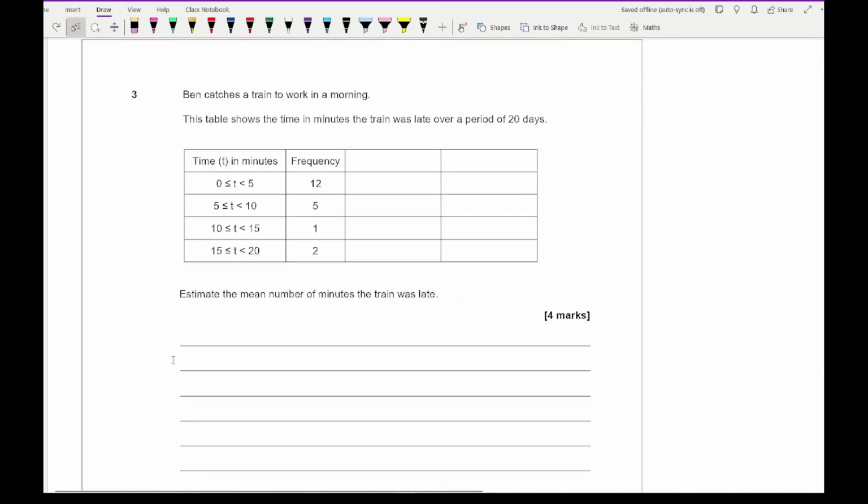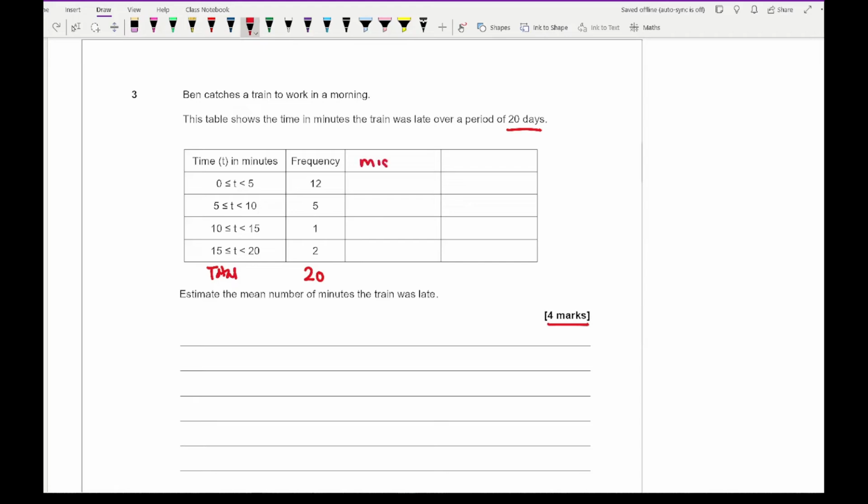Moving on to question 3, so now we move on to grouped data. It says Ben catches a train to work in the morning. This table shows the time in minutes the train was late over a period of 20 days. Estimate the mean number of minutes the train was late. So we know that the total is 20, so that's going to be that there. Now the reason why they've given us two columns is because we now need to work out two things, hence why it's worth 4 marks compared to the previous question, which was only worth 3.